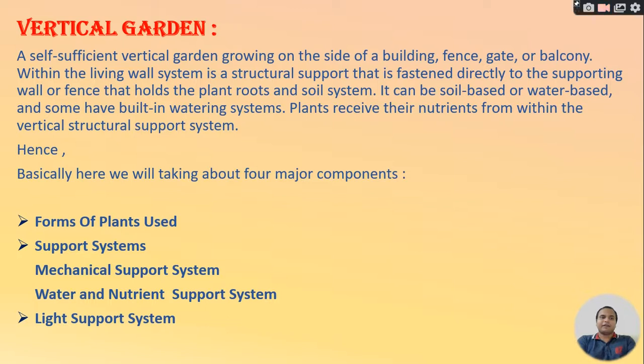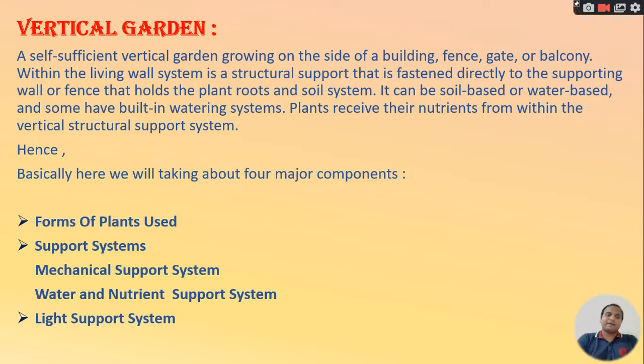If we are defining the vertical garden, then a vertical garden can be defined as a self-sufficient structure that can be fitted at either side of a building, fence, gate or balcony. Within the living wall system, it is a structural support that is fastened directly to the supporting wall or fence that holds the plant roots and soil systems. It can be soil based or water based, with built-in watering systems. Plants receive their nutrients from within the vertical structure or support system.